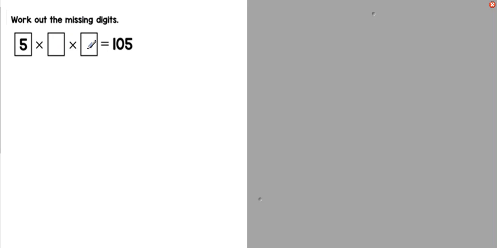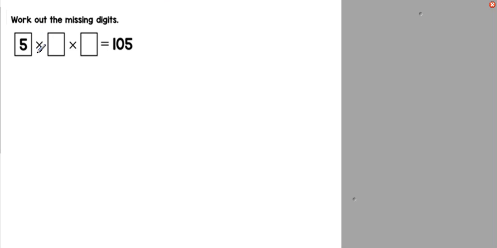So we've got to work out the missing digits. Okay, so 5 multiplied by something is 105. Okay, so this one is a little bit of trial and error. So I would first start with 5 multiplied by, I don't know, try 5 multiplied by 10 or something like that, and then see if you can make 105. You might need to go slightly lower, but it's not going to be 5 multiplied by 1. Okay? Pause the video now and have a go.